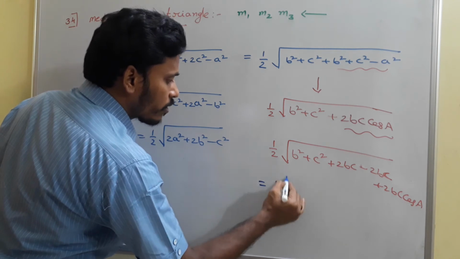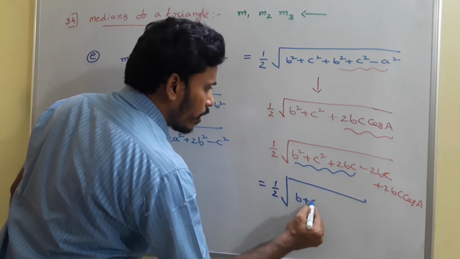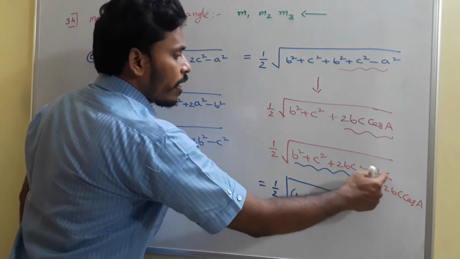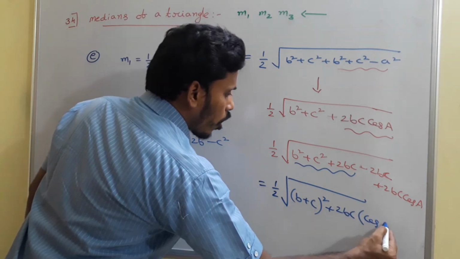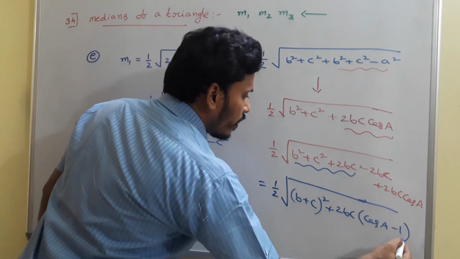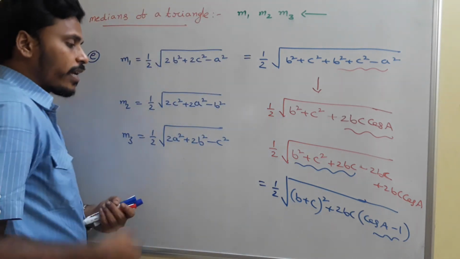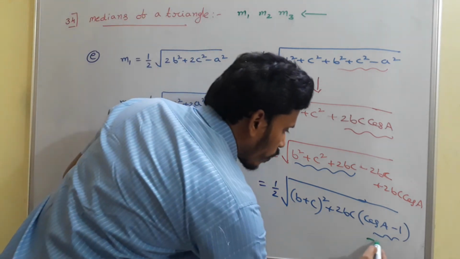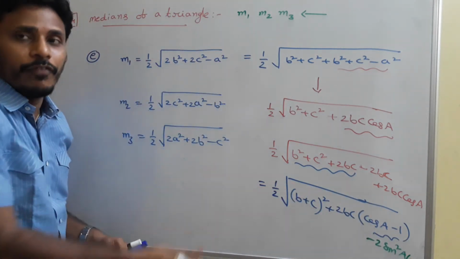If you simplify, b square plus c square plus 2bc is nothing but (b plus c) whole square, and then 2bc cos A minus 2bc. From there, if you take out 2bc, you will get cos A minus 1. And this cos A minus 1 can be written as minus 2 sine square A by 2. This is step by step simplification, okay?